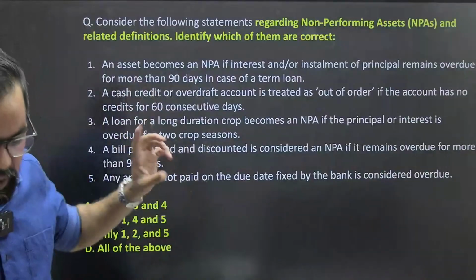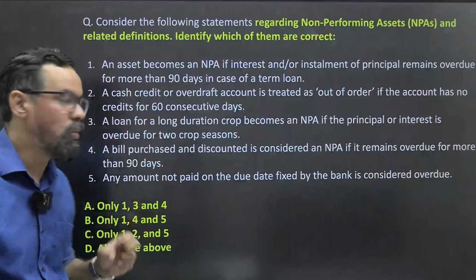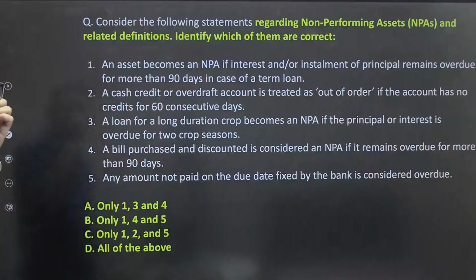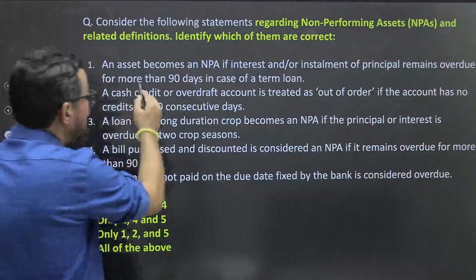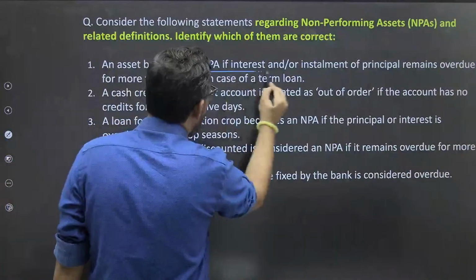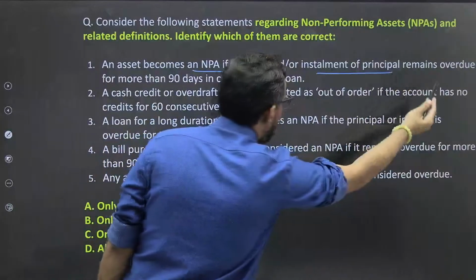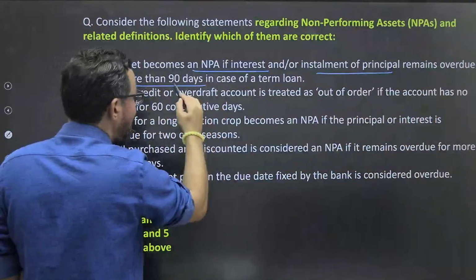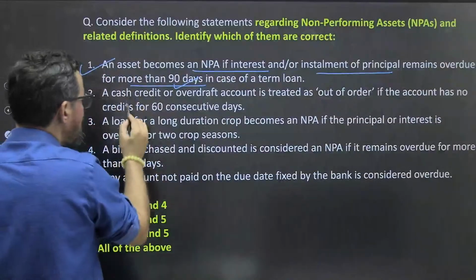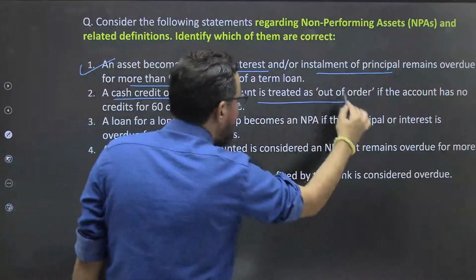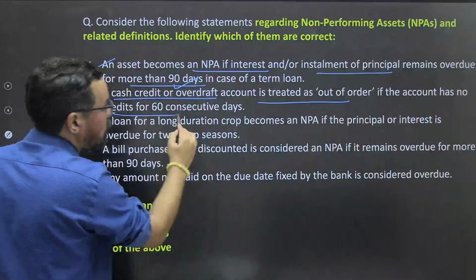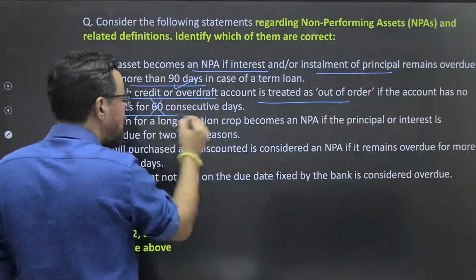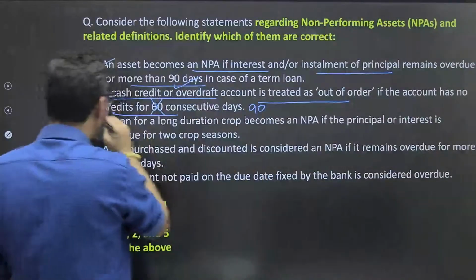I have shown you the overall structure of this particular module itself, ठीक है। So consider the following statements regarding NPA and their definition. This is a very easy question. An asset becomes NPA if interest or installment or principal remains overdue for more than 90 days in case of term loan, true. A cash credit overdraft account is treated out of order if the account has no credit for 60 consecutive days, it should be 90, that means this is wrong.